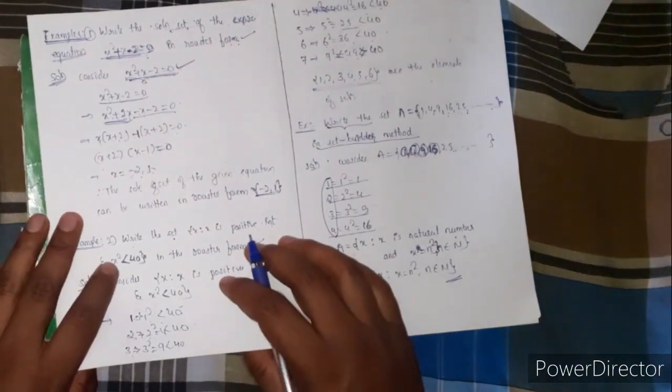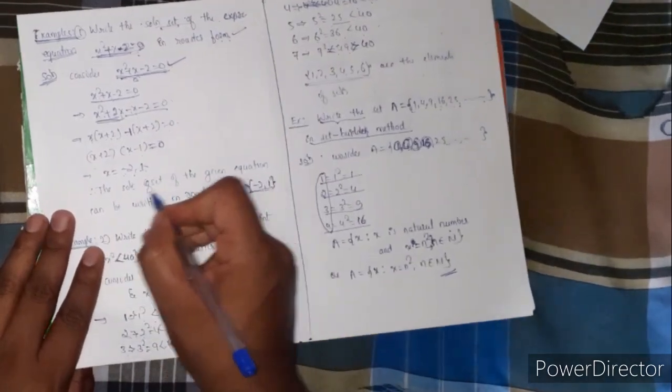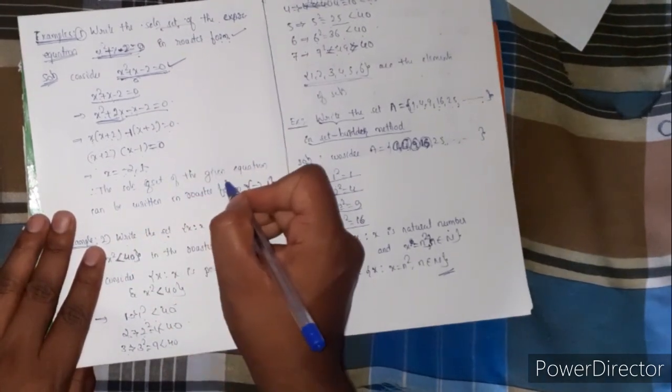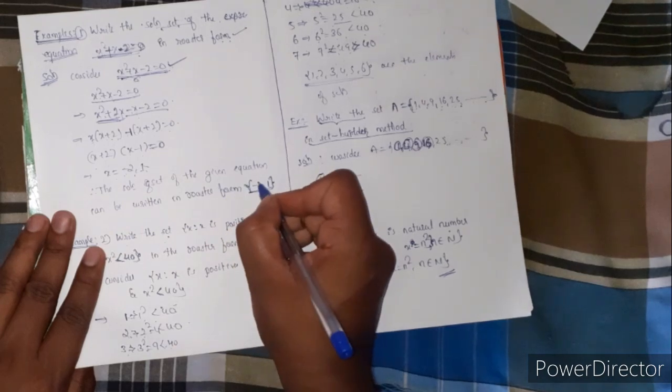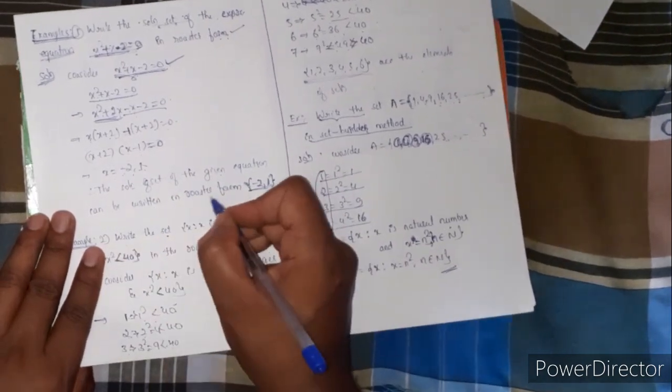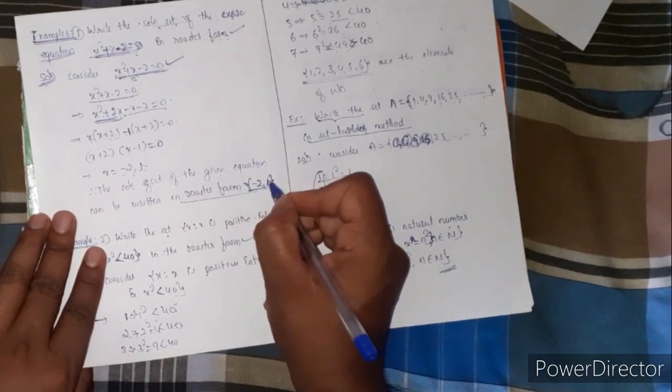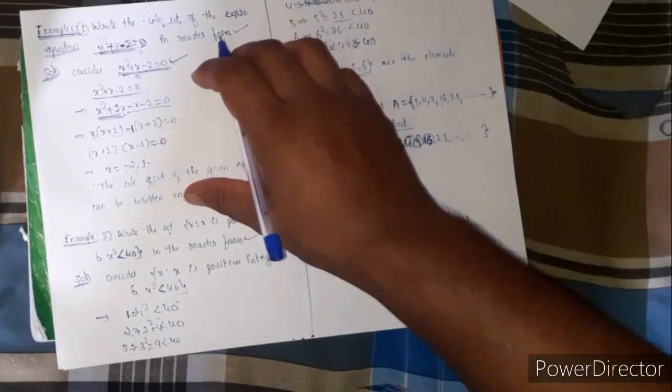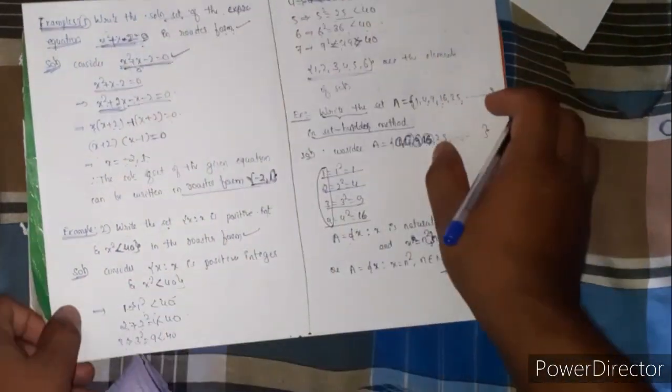So if I ask for a solution set, then what are the elements of the set in roster form? That is minus 2, 1. So the solution set of the given equation can be written in roster form as minus 2, 1. So this is the solution of the first example. Let me consider the second example.